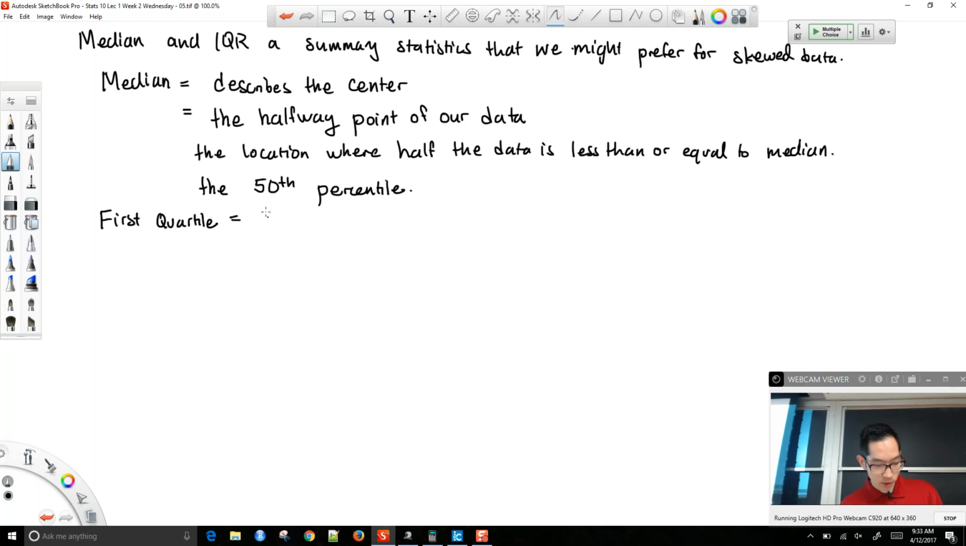Okay, so the first quartile is Q1, and this is the 25th percentile. It's the location where 25% of the values are less than or equal to Q1.